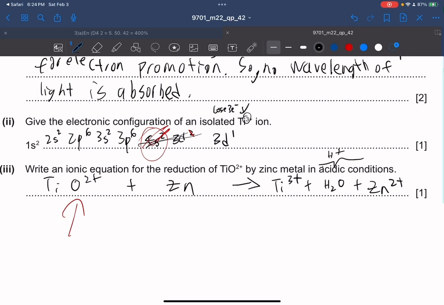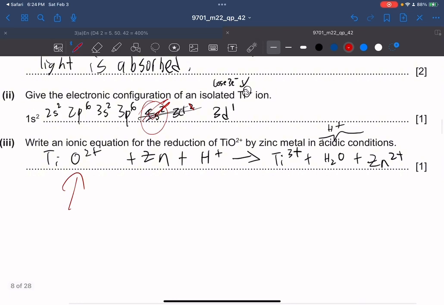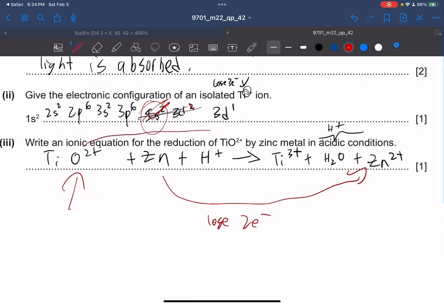So we're going to try to balance that out by adding H plus. Now it's a question of how much do we need to balance. Oh, and actually before that, sorry, I forgot. From Zn to Zn2 plus, we have a movement of 2 electrons. So it loses 2 electrons. It means that from TiO2 plus to Ti3 plus, there must also be a gain in 1 electron.